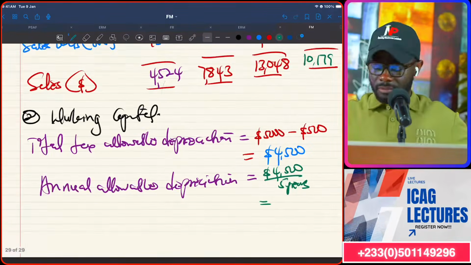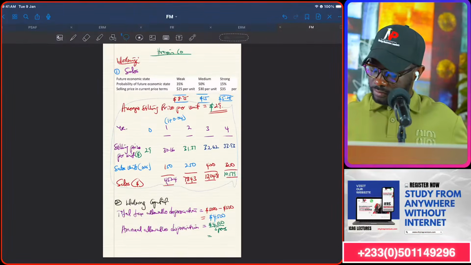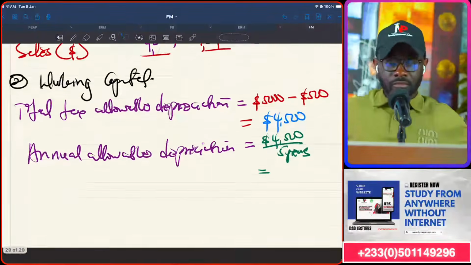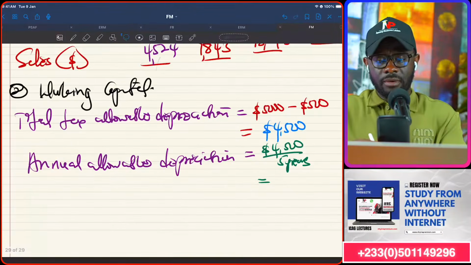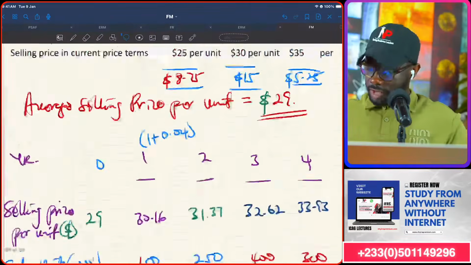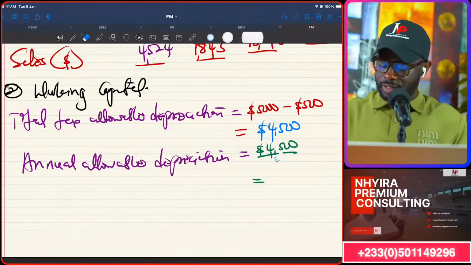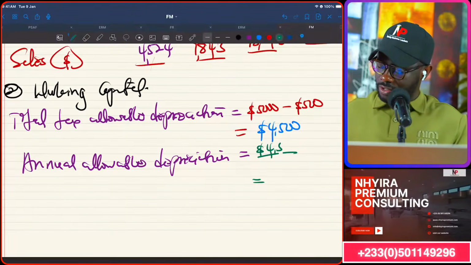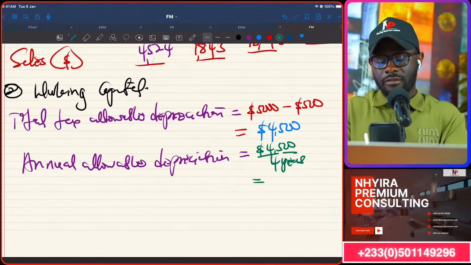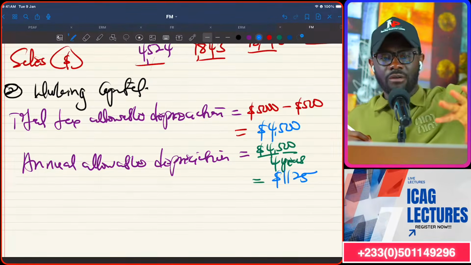So that gives us... give me a sec. So 4,500 divided by 5 is 900. Hey, is it 5 or 4? No, 4 years, sorry. The project life is 4, not 5. So 4,500 divided by 4 is 1,125. Now that is the allowable depreciation every year.